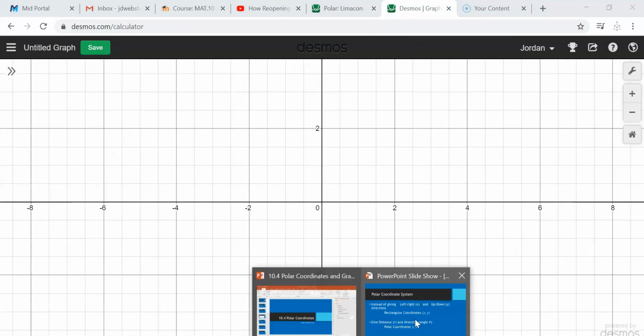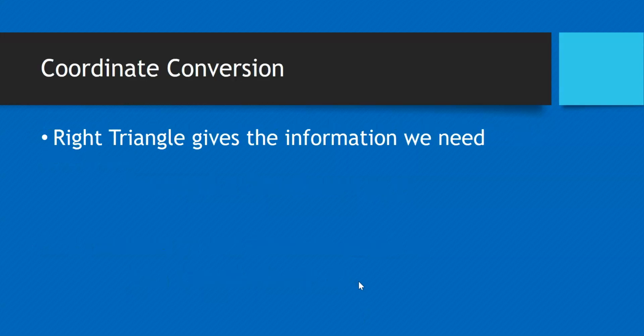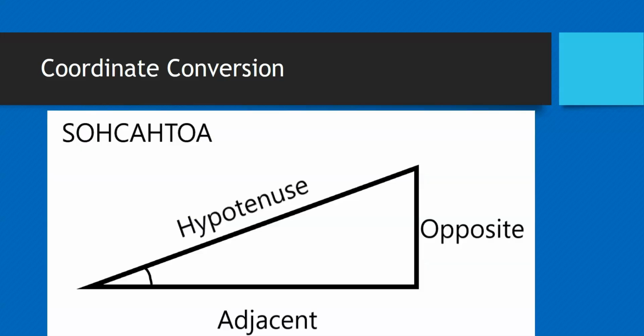Now, what we're going to end up doing is a lot of converting back and forth between different systems. When we do conversions back and forth between the rectangular and the polar system, we're going to utilize a right triangle. That's going to give us all the information we need. I sketched out a right triangle earlier on the graph, but we can do that in this way. So here's another version of that.